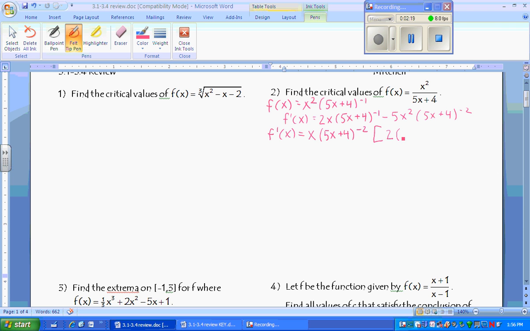And then when you take out a negative 2 from a negative 1, you just get 1, because negative 2 minus negative 1 is just 1. So just that, and then minus 5x. So that's how you factor it, and then you just keep going with that.